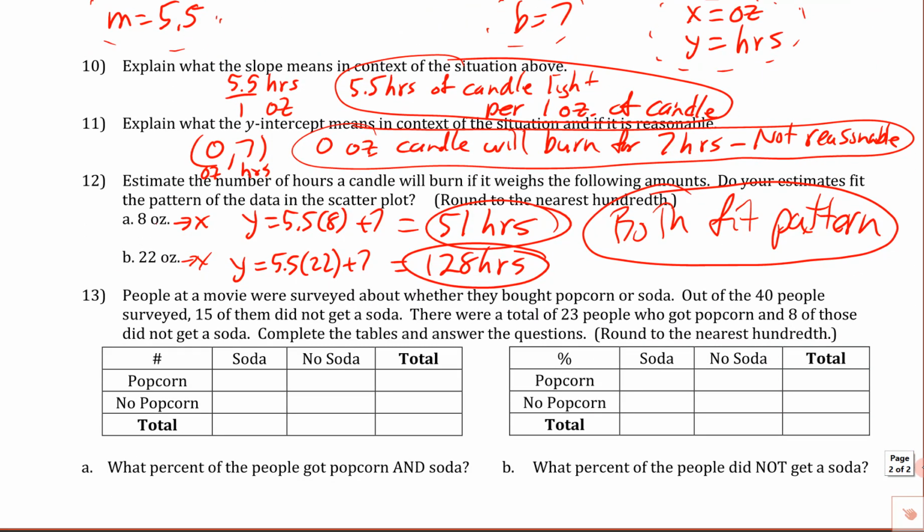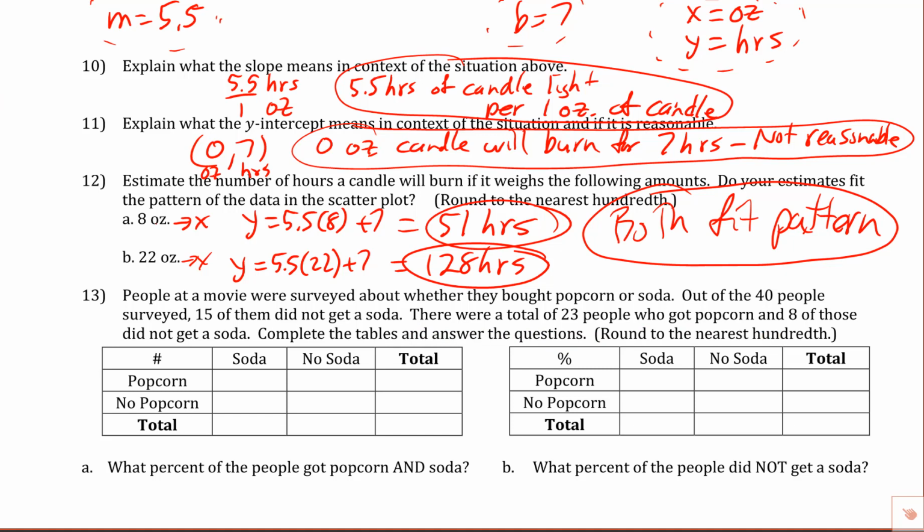I'm going to slide down, and we're going to take a look at the last part here. It says, people at a movie were surveyed about whether they bought popcorn or soda. Out of 40 people surveyed, 15 of them did not get a soda. There were a total of 23 people who got popcorn, and 8 of those did not get a soda. Complete the tables and answer the questions, round to the nearest hundredth if we need to.